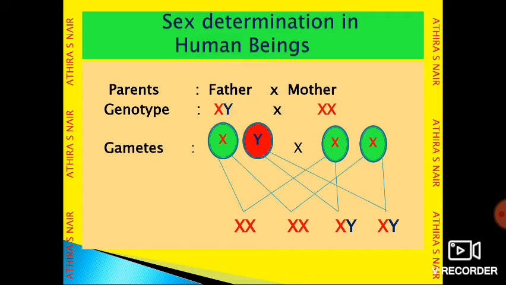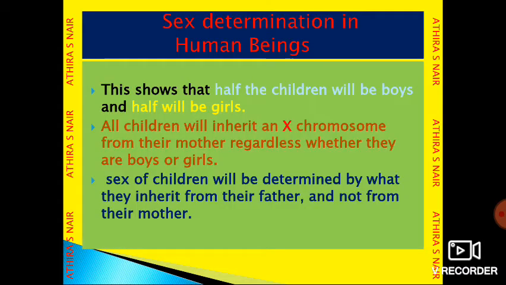Here you can see that 50% of the progenies are male and 50% are female. Half the children will be boys and half will be girls. All children will inherit an X chromosome from their mother, regardless of whether they are boys or girls. The sex of children will be determined by what they inherit from their father and not from their mother.